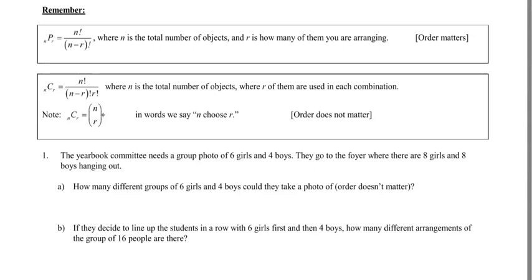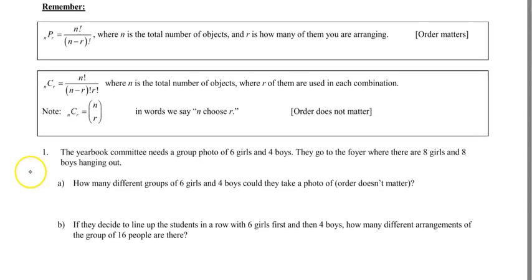So in both cases, there are a total of n objects, and we are arranging r of them at a time. In the combination, order does not matter, and that's why we're dividing by the r factorial. That will take out all the different orders of those r objects.